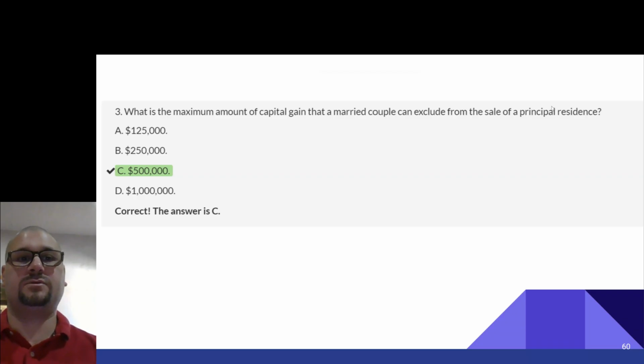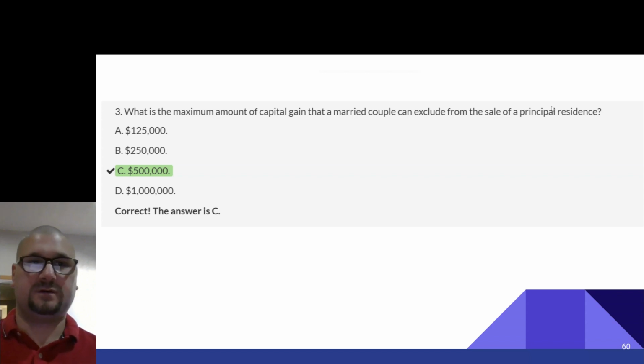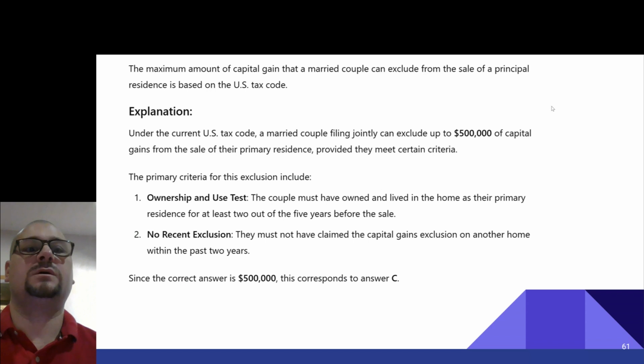Maximum amount of capital gain that a married couple can exclude from the sale of a principal residence: $500,000. The maximum amount is based on the United States tax code.